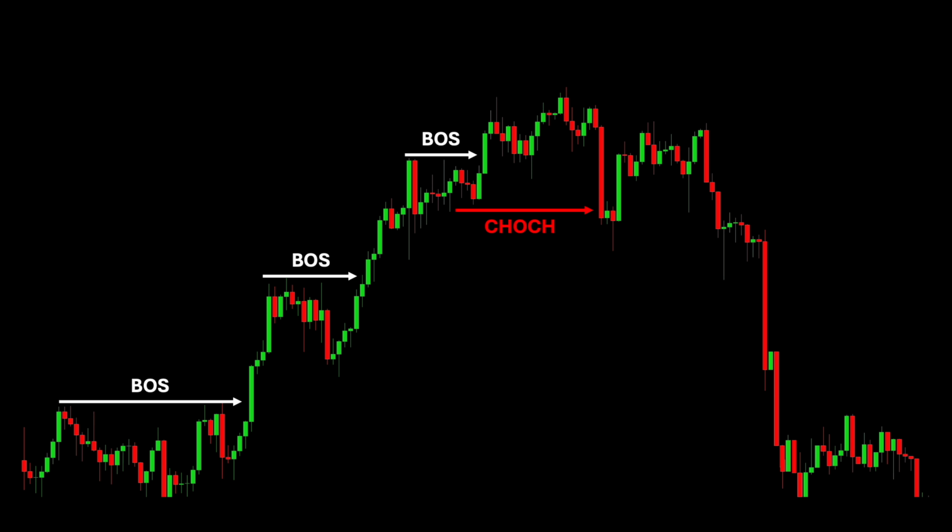Then, new bearish break of structure. The reversal is now confirmed. The trend has changed from bullish to bearish. Break of structure confirms. Change of character warns. New break of structure confirms the new direction. Learn to read this cycle and you will see it on every chart, every time frame, every pair. This is one of the most powerful things you will learn in this entire Smart Money Concept series.